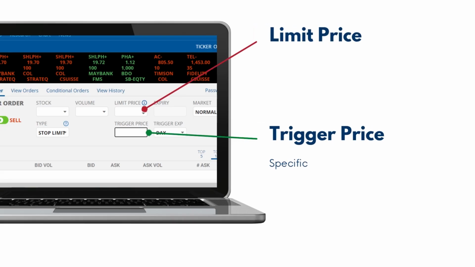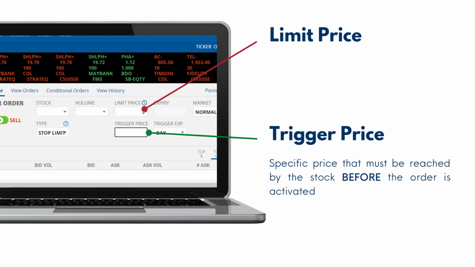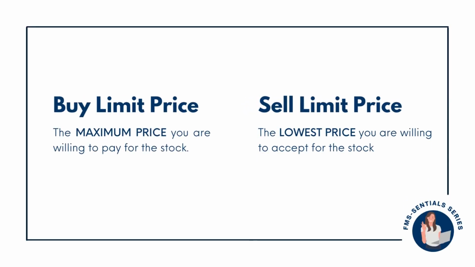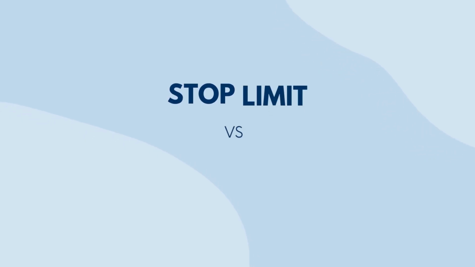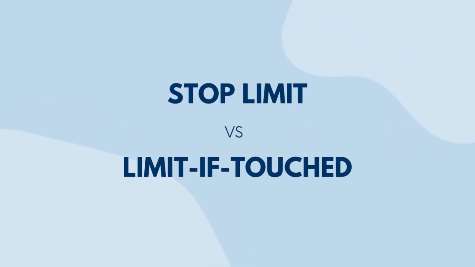The trigger price is the price that must be reached by the stock before the order is executed. On the other hand, the limit price is the price at which you want to fill your order, or better. Just remember that the buy limit price is the maximum price you are willing to pay for the stock, while the sell limit price is the lowest price you are willing to accept for the stock. With that out of the way, let's compare stop limit and limit if touched.